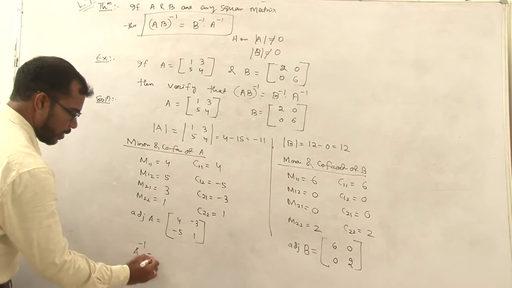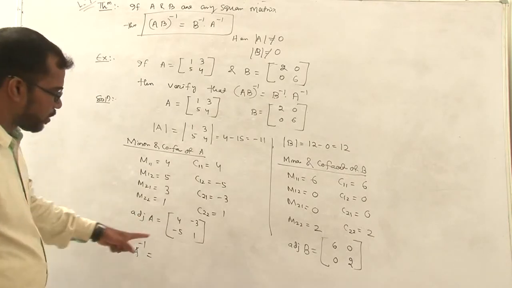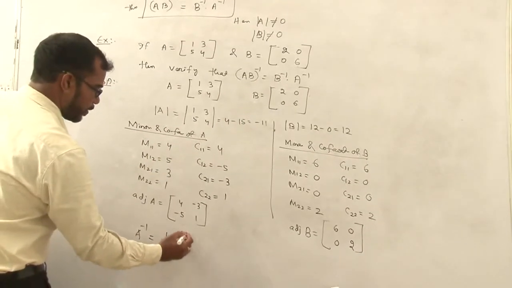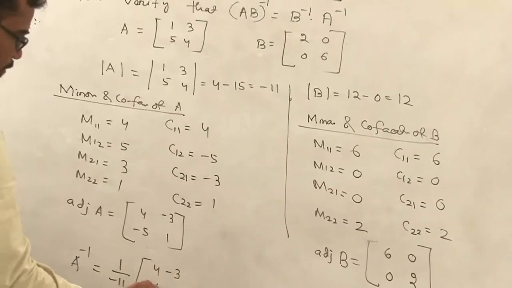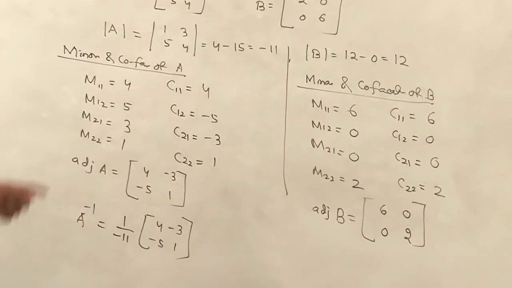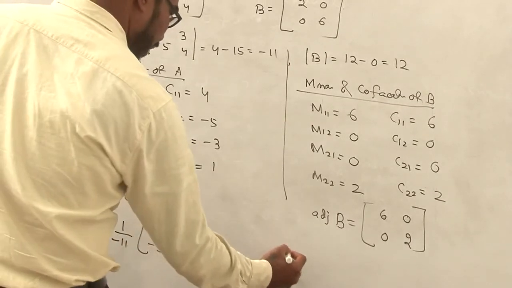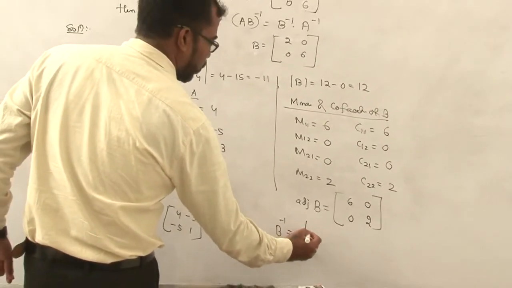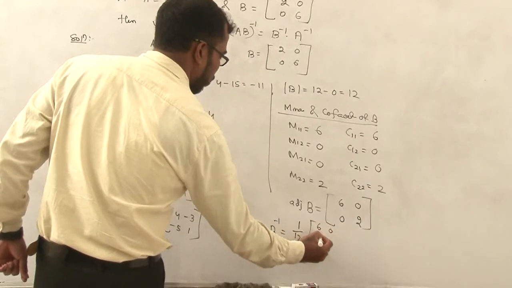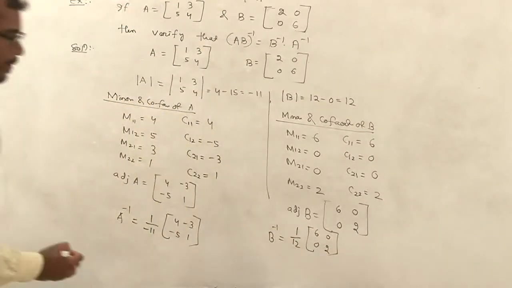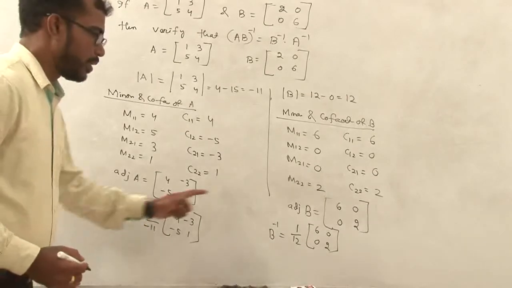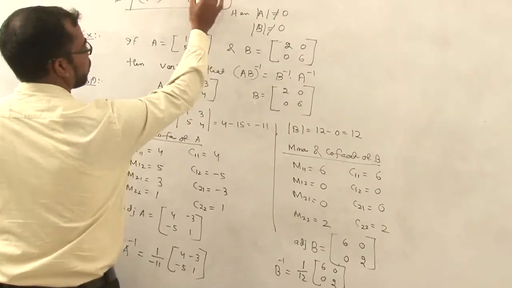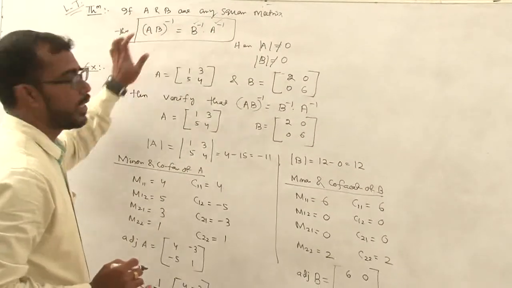So inverse of A is equal to, as you know, the formula of inverse of A is equal to 1 by determinant of A. So 1 by determinant of A is minus 1, 1 into 4, minus 3, minus adjoint of A. Okay. So this is the solution of inverse of A, and inverse of B is equal to 1 by 12 into 6, 0, 0, 2. Okay. So inverse of A and inverse of B are found. Then we have to find inverse of AB.